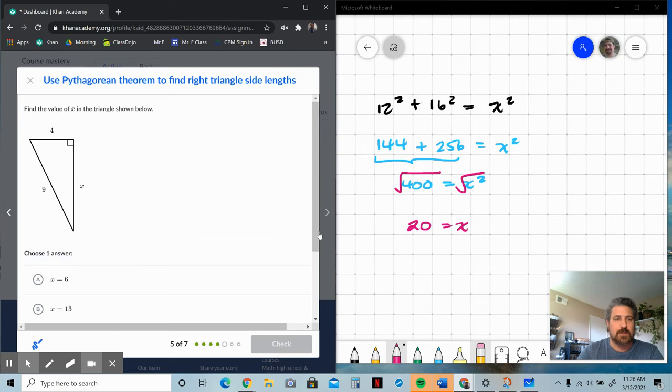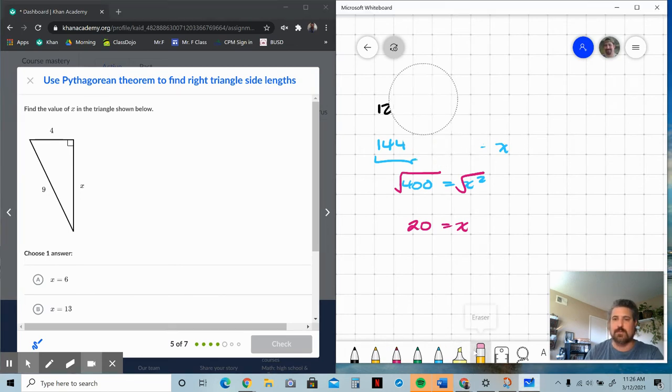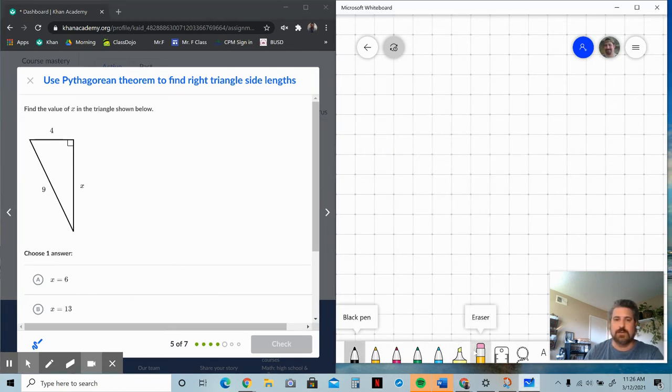All right, next one. In this case, there's no common factors between 4 and 9, so we can't use that right triangle trick I just taught you a second ago. So what you do here is you would do your a squared plus b squared equals c squared, right? So let's do that. We have one of the legs, but not the other. So it's going to be 4 squared plus x squared is equal to the hypotenuse, the side opposite the right angle, squared, 9 squared. So this is going to be 16 plus x squared is equal to 81.